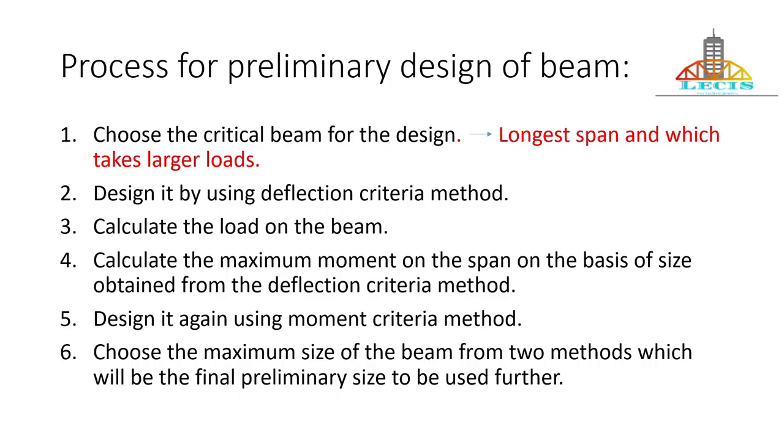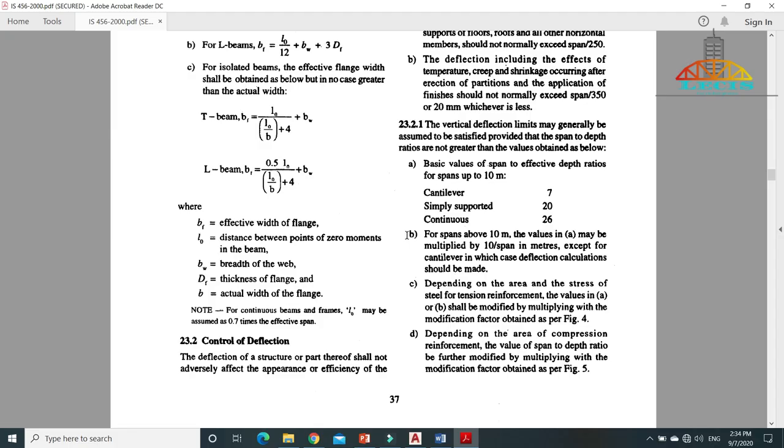One step is finished. Now let's design it by using the deflection criteria method. This is IS 456 2000 code, and we are on page number 37, that is clause number 23.2.1. So again, I will remind you that we can have the span values of the beam from the architectural plan. If we have span to depth ratios from this code, then we can calculate the depth. The basic values of span to effective depth ratios for spans up to 10 meters for slabs and beams will be, for cantilever structures 7, for simply supported structures 20, and for continuous structures 26. But what we need is the limiting values of span to effective depth ratios.